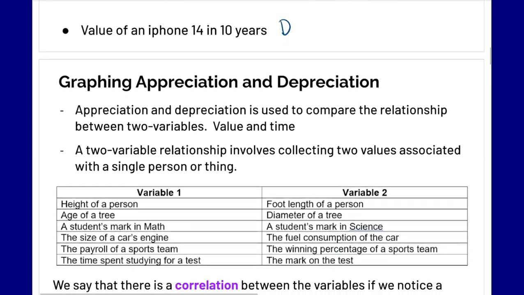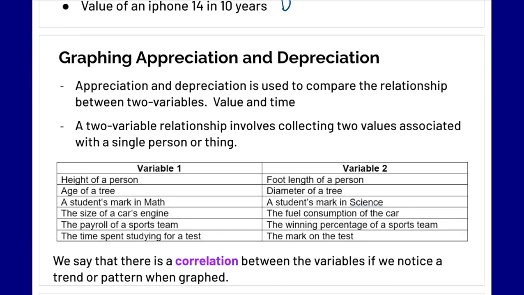So when graphing appreciation and depreciation, it's used to compare the relationship between two variables. The two variables we're going to be looking at are value and time, right? What is the value of the item and what is happening over time, how many years? So we're just trying to see, is there a relationship? What is happening to the value over time? Is it increasing? Is it decreasing? Appreciation, depreciation. And when we're looking at two things like that, it's considered a two variable relationship. We're not looking at one thing, we're looking at two.